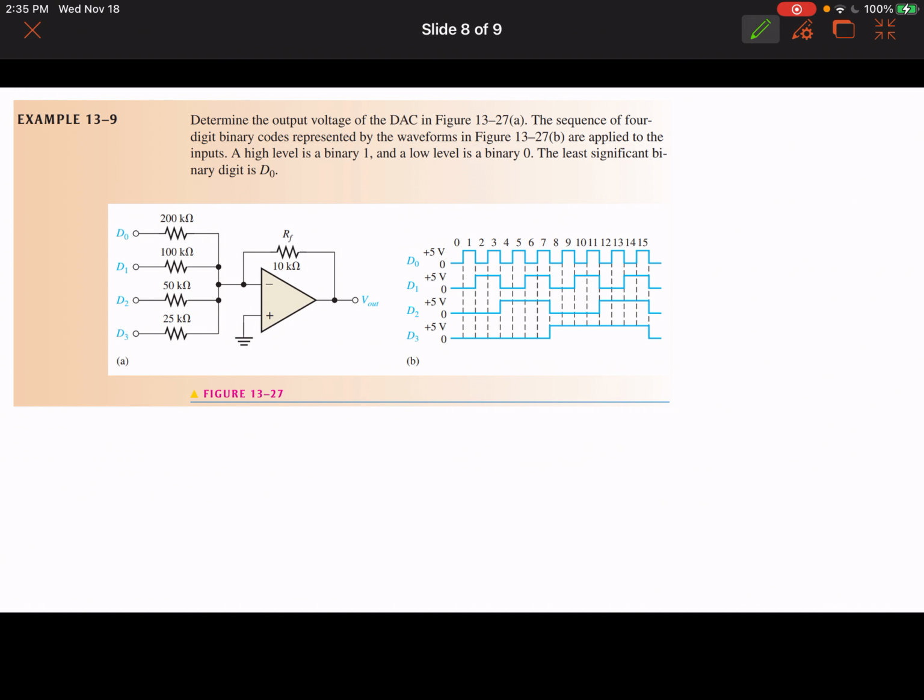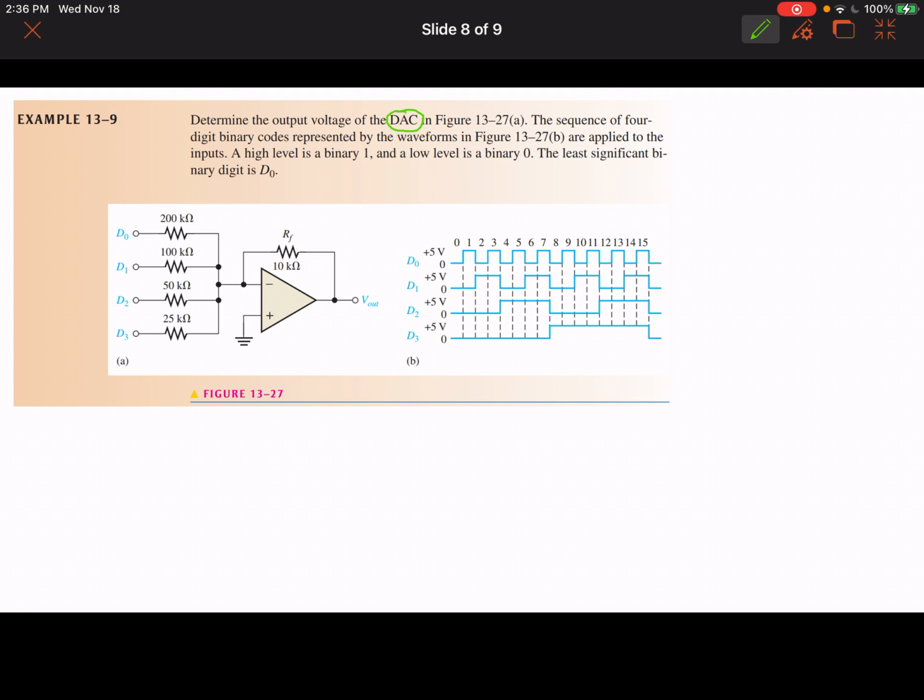Okay, now I'd like to show you an example where we can use the summing amplifier. It's not just for a simple addition of signals, but you can use it to convert a digital signal to an analog signal. And this is what DAC means. So this is a digital to analog converter.